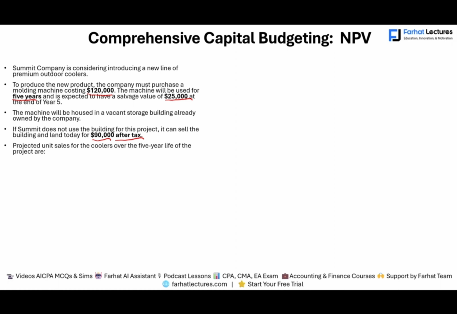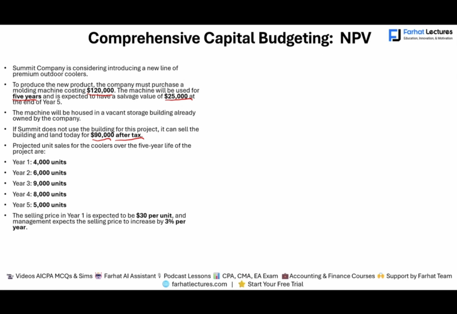The projected unit sales for the cooler are as follow: 4,000 in year 1, 6,000 in year 2, 9,000 in year 3, 8,000 in year 4, and 5,000 in year 5. Those are the anticipated selling units. The selling price for year 1 is expected to be $30 per unit, and management expects selling price to increase by 3% every year. So the first year it will be $30 per unit, then the price will increase every year by 3%.